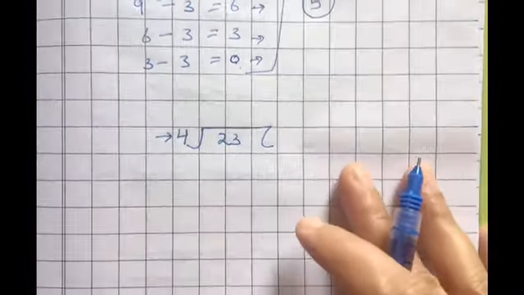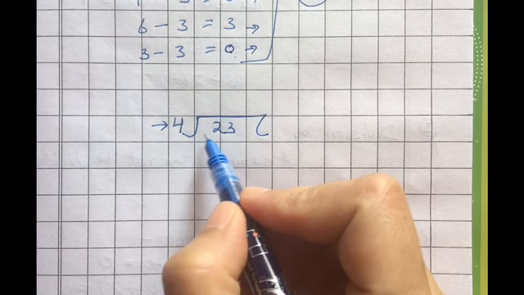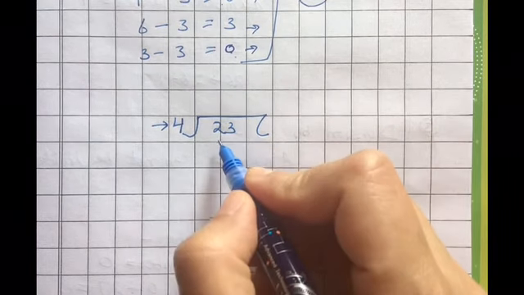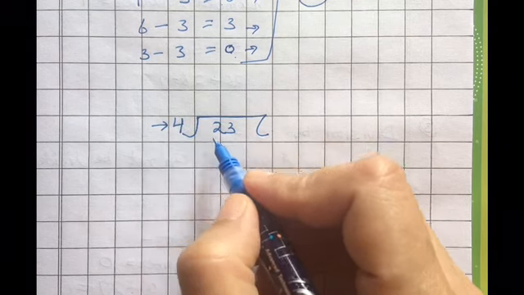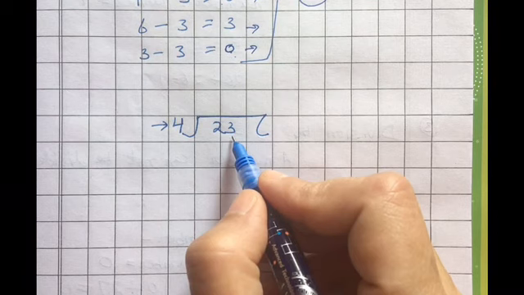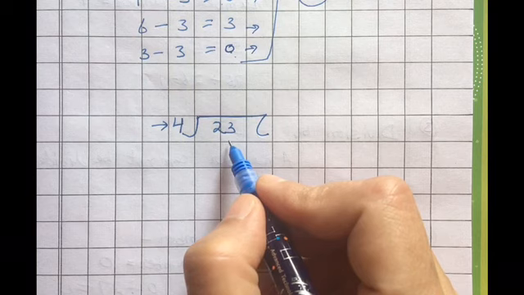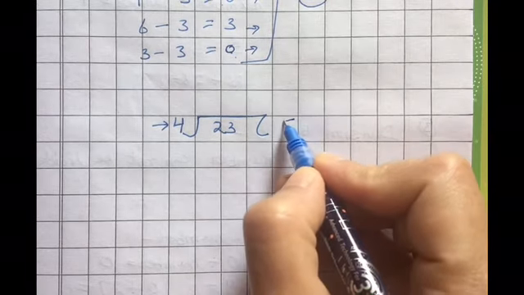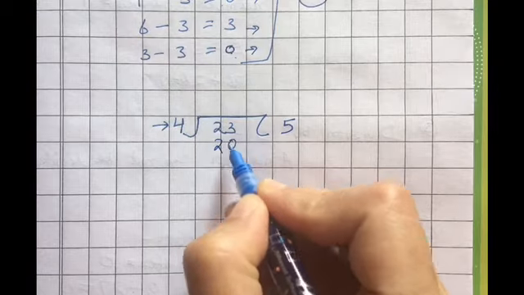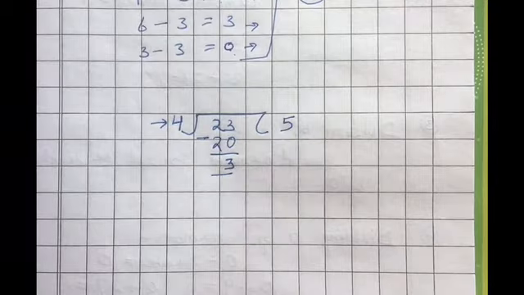Now how are you going to do it? For example, we want to divide 23 by 4. So we will have to find any number in the table of 4 which is either less than or equal to 23. So 4 ones are 4, 4 twos are 8, 4 threes are 12, 4 fours are 16, 4 fives are 20, 4 sixes are 24. So 24 is big, so we cannot take that. So 4 fives are 20. So when you subtract it, you will get 3.